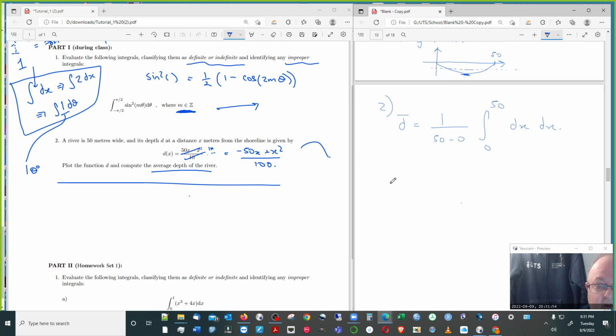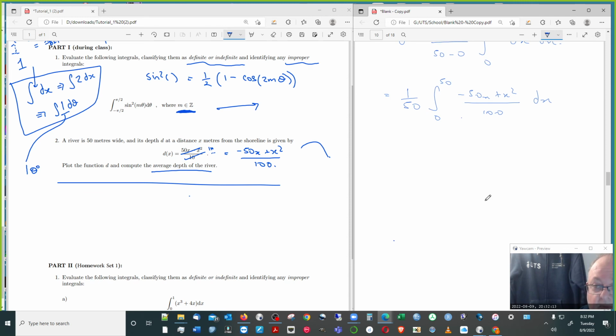Okay, so this is going to be 1 over 50, the integral from 0 to 50 of minus 50x plus x squared over 100 dx. And so the integral can be taken, 100 will come out, so it's not actually a quotient.